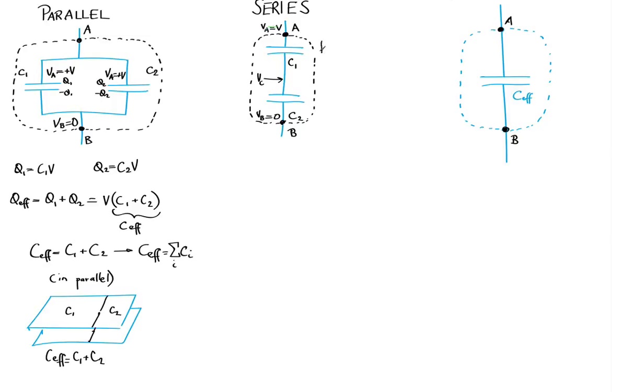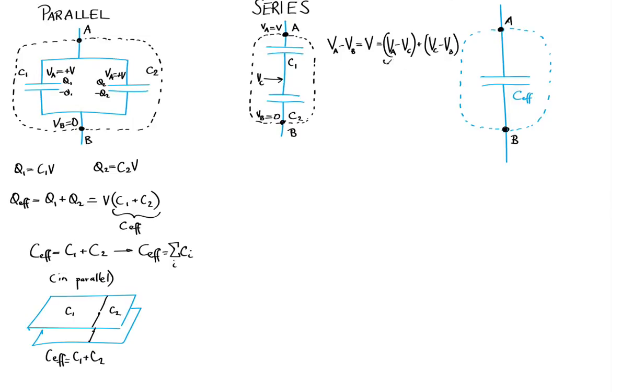So in that case, V_A minus V_B is going to be equal to V. And that's equal to the voltage from here to there plus the voltage from here to here. Basically, the voltage all the way to the top is the voltage between this bottom plate and this top plate, and then the voltage from this bottom plate to this top plate again. So that's V_A minus V_C plus V_C minus V_B. You can see there's a minus V_C here and a plus V_C there, so those cancel out.